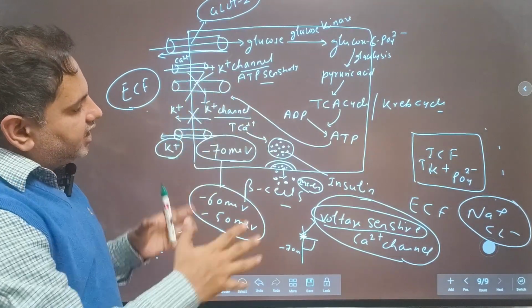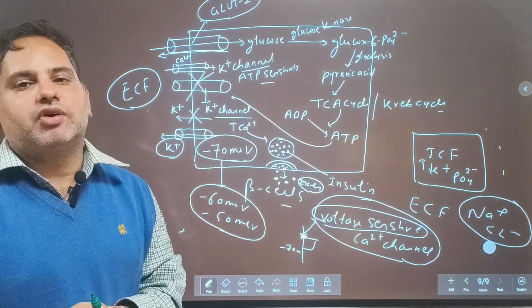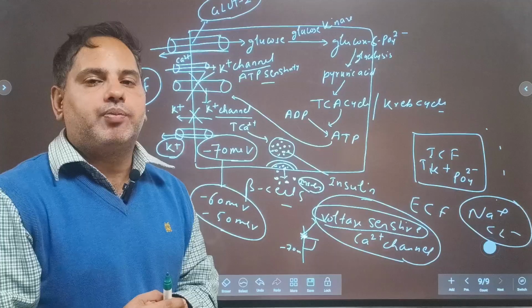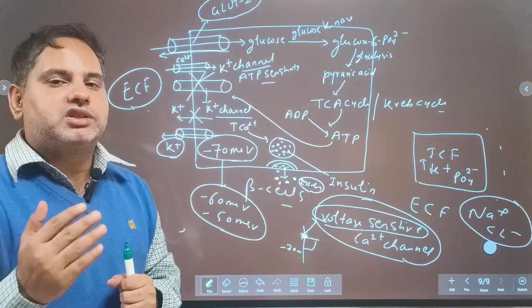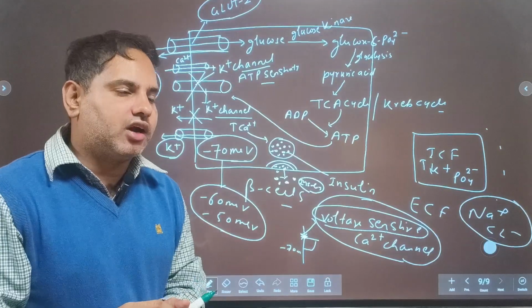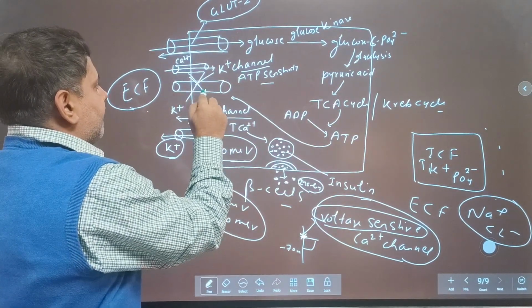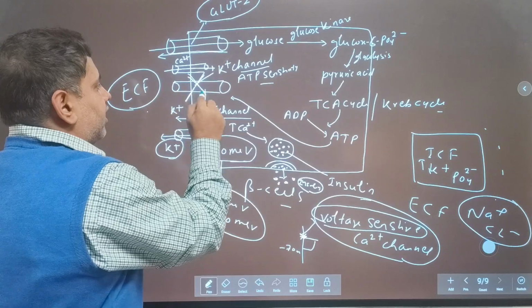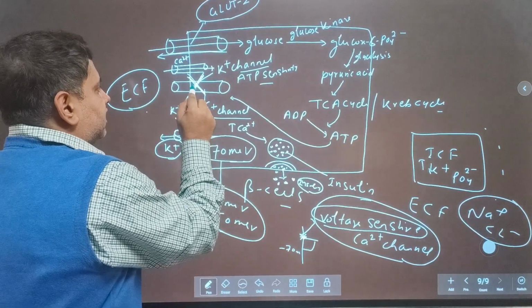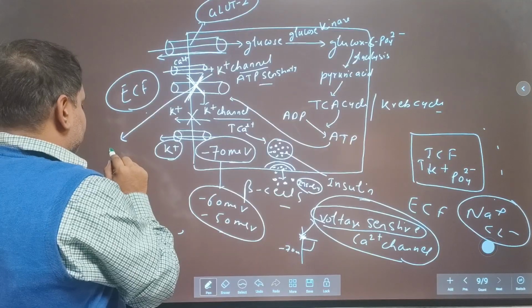So by understanding this mechanism, now you can simply understand the mechanism of sulfonylurea, that is your oral hypoglycemic agents, the drugs which we are using as anti-diabetic medications. So what are these drugs doing? These drugs are working here. What are these drugs going to do? These drugs are going to block your potassium sensitive channels.